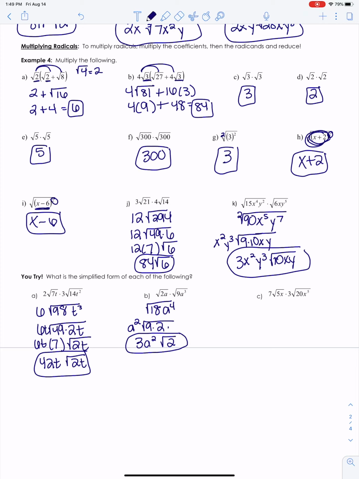And then on C, 7 times 3 are my outside numbers. I get 21. And then square root of 100, 5 times 20, and then x to the 6th. And 100 is a perfect square. That turns into 10. And 2 goes into 6 3 times. 21 times 10 is 210. And then I get x to the 3rd. And that concludes this part of this note.